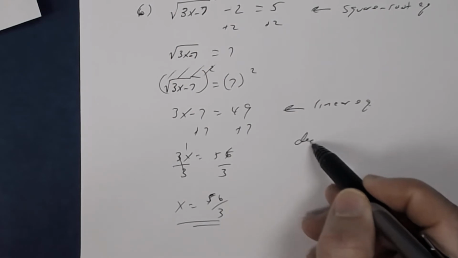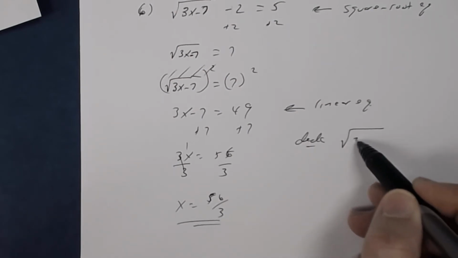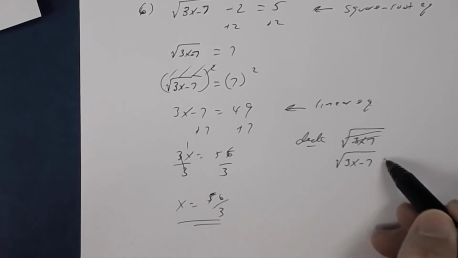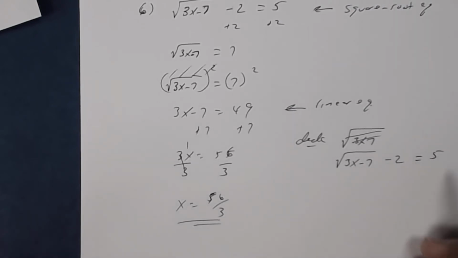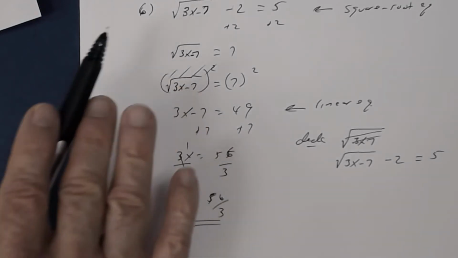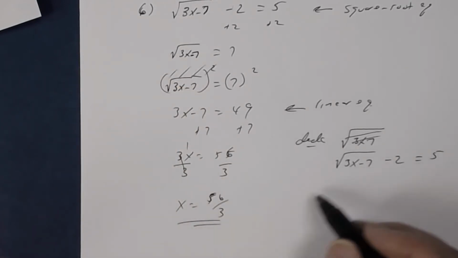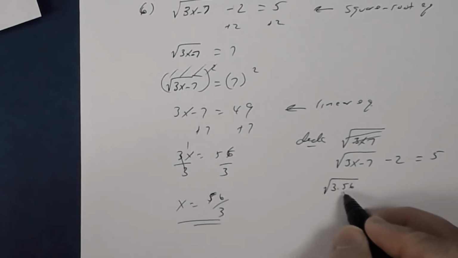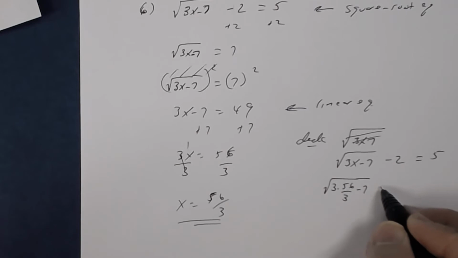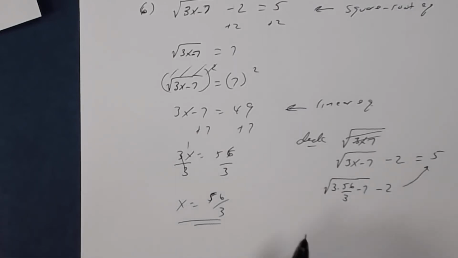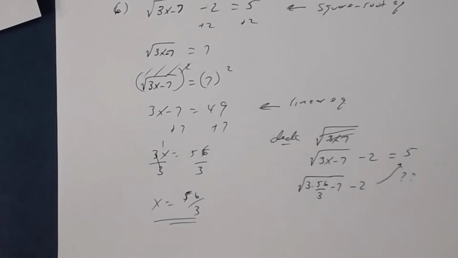Okay, let's check. I have the square root of 3x minus 7, subtract 2, equal 5, right? Always go back to the original, because you could have made a mistake somewhere along the way. So wherever you see the variable x, I'm going to substitute 56/3. So I get the square root of 3 times 56 divided by 3 minus 7. And whatever that is, I'm going to subtract 2, and I want to see if that's going to equal 5, right? That's what you're looking for.